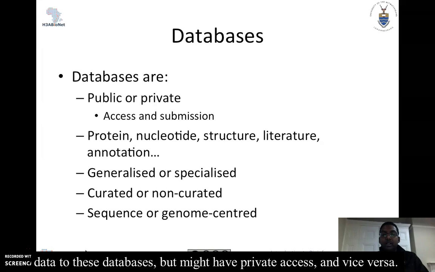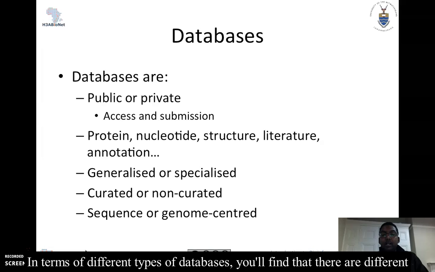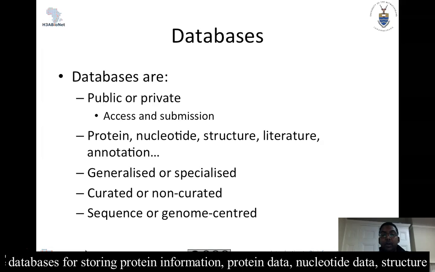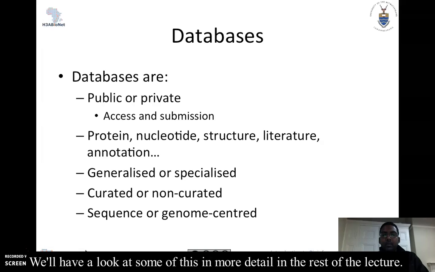access and vice versa. In terms of different types of databases, you'll find that there are different databases for storing protein information, protein data, nucleotide data, structure data, literature data, annotation data, etc. And we'll have a look at some of this in more detail in the rest of the lecture.